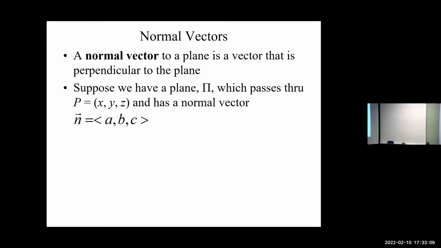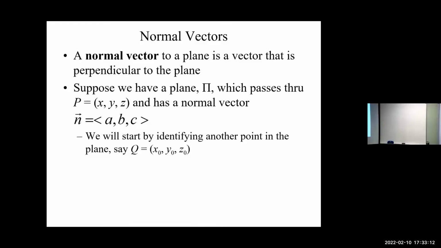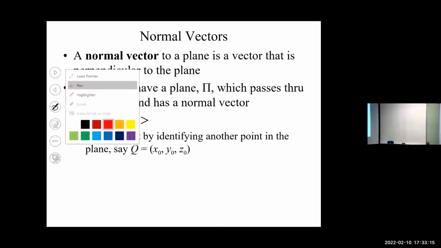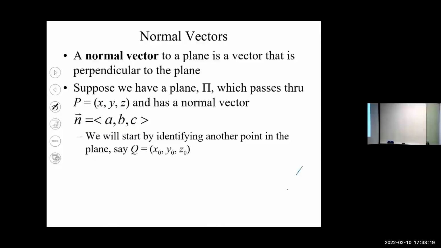Well, what we're going to do is pick another point in the plane. So here's what's going on. Something other than red for once. All right, so here's our plane. We have some point P. And we're going to pick another point, let's call it Q, in our plane. Well, what I'm going to do is make a vector from Q to P. Let me see, I want to match my notes. Yeah, let's do Q to P.